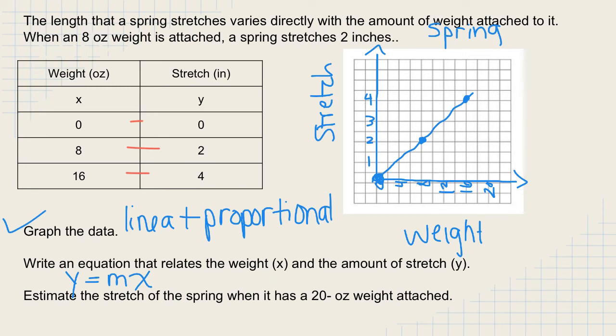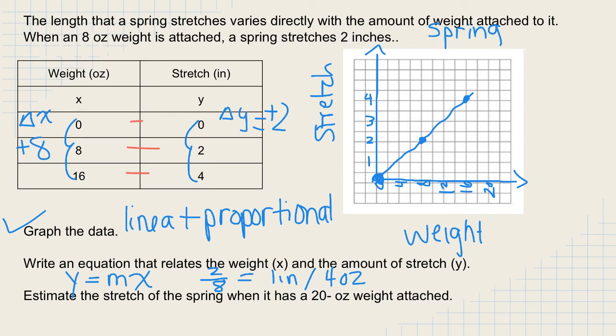It's your multiplier. To figure that out, I would need a change in y. So if I look here, it looks like my change in y, I'm adding 2 every time. And then I would need a change in x, and it looks like I'm adding 8 every time. So my constant rate of change would be a change in 2 inches over 8 ounces every time. And I can put that in simplest form. I can say it is 1 inch of stretch for every 4 ounces of weight.